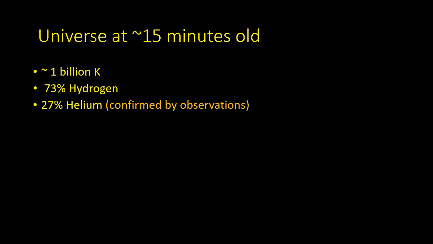When the universe was 15 minutes old, it had cooled to 1 billion degrees. So this was too cold for this runaway nuclear fusion to occur. So the universe was frozen in composition at 73% hydrogen, 27% helium. There was a small amount of heavier elements such as lithium and beryllium, but these were only traces. And of course there was dark matter, which I'll talk about later.